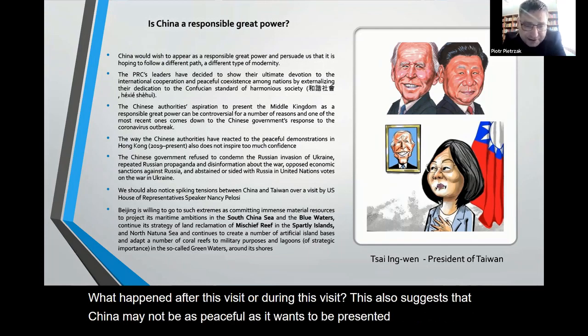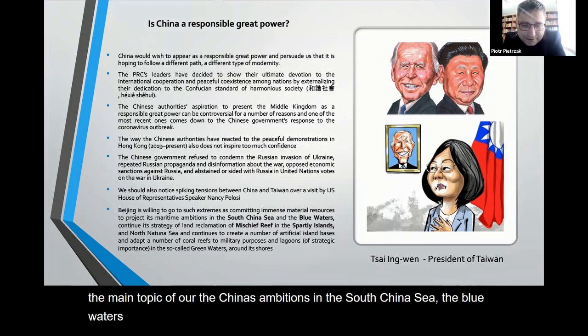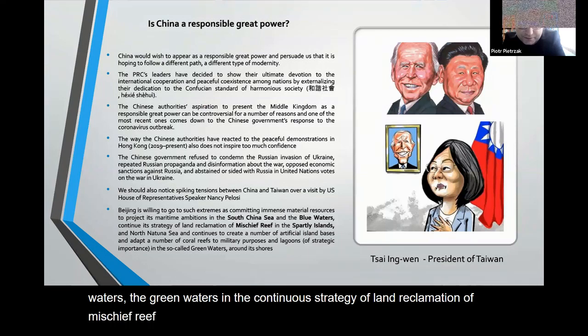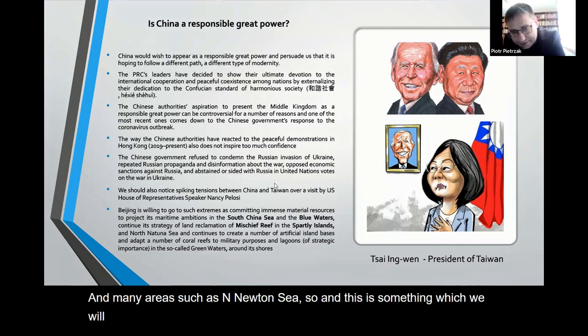And this brings us to the main topic of our conversation, China's ambitions in the South China Sea, the blue waters, the green waters, the continuous strategy of land reclamation of Mischief Reef, of the Spratly Islands, and many areas such as North Danger Reef. So this is something which we will discuss during this presentation.